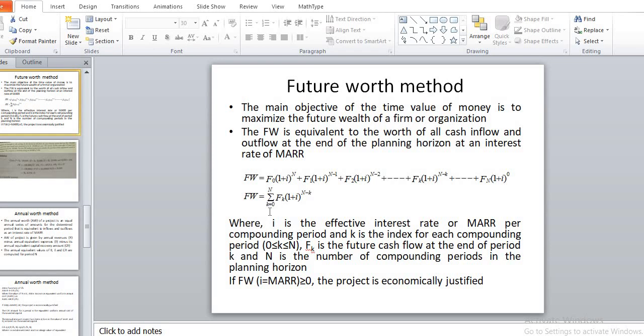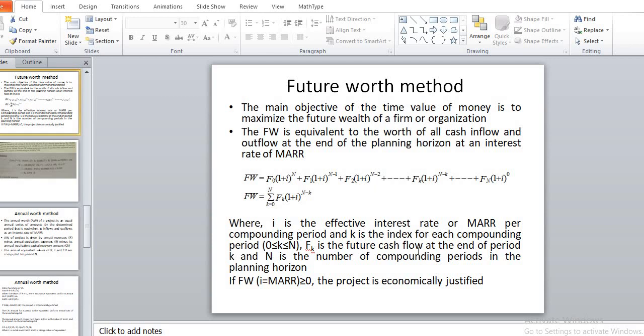Here k is the period for which we calculate the future worth, and n is the number of compounding periods in the planning horizon. i is the effective interest rate, which we call the minimum attractive rate of return. And F_k is the future cash flow at the end of period k.